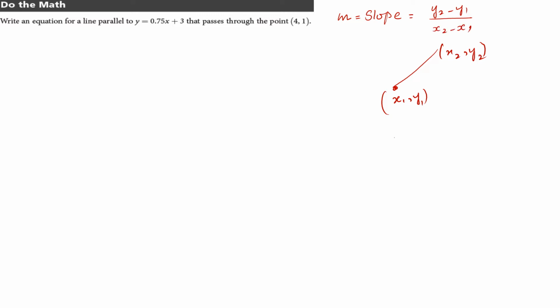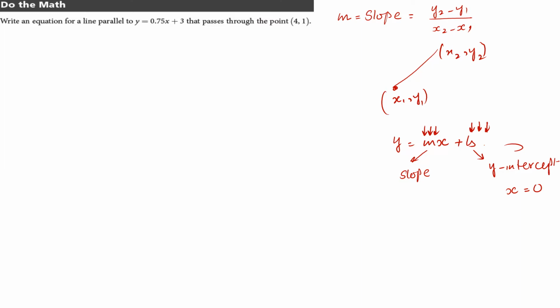Now, the equation of the line can be written as y equals mx plus b, or mx plus c. The letter b or letter c, whichever you are writing, represents the y-intercept. What is the y-intercept? Y-intercept means that the value of x at that point is 0. Here m represents the slope. So this is the equation of the line. In order to write the equation of the line, one must know the value of m and the value of b.